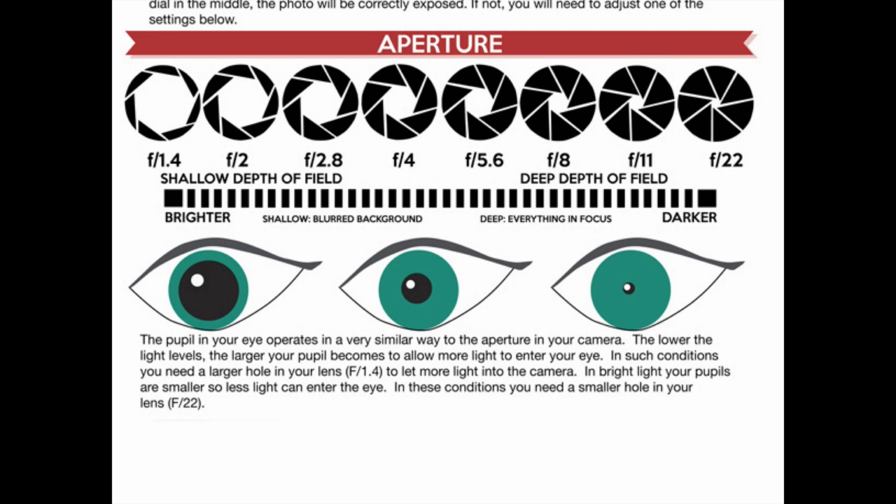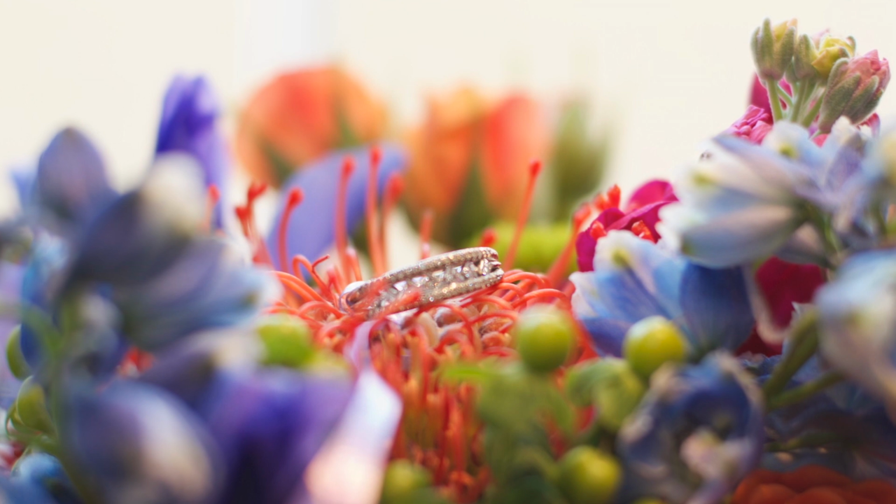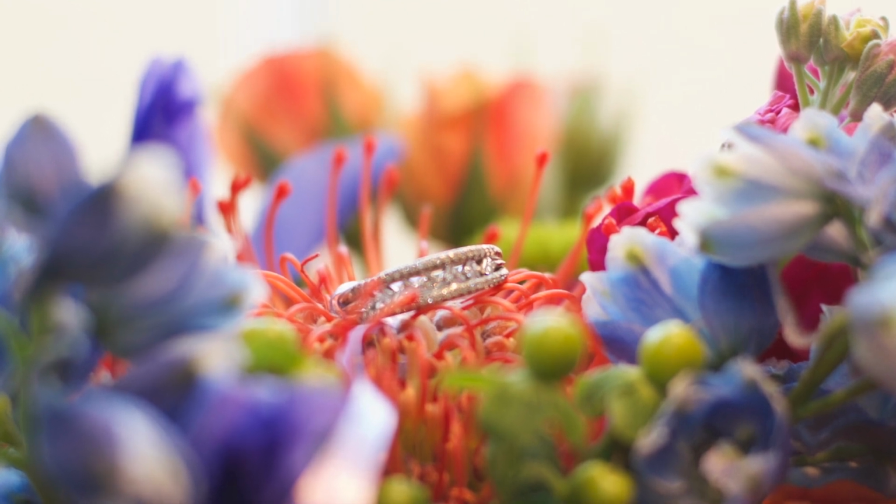So if you apply it to the pupil in your eyeball, it makes perfect sense. You need a bigger hole in order to allow more light in low light conditions. You need a smaller hole to let less light in really bright conditions like sunshine, direct light, all that kind of stuff. But like I said, it also creates depth of field. The bigger your hole in the lens is, the shallower the depth of field, so a lot less things are going to be in focus.